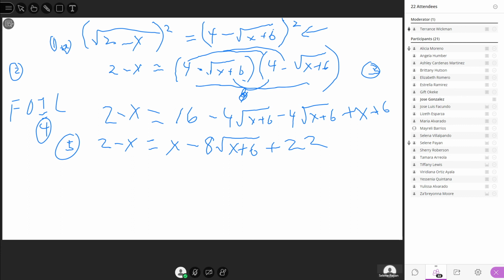So now, for step 6, we have 2 minus 2x equals a negative 8 square root of x plus 6 plus 22. Everybody okay with that? Yes, sir. You sure? We got rid of the x on the right by subtracting it. If we subtract an x on the right, we got to do it to the left, always.